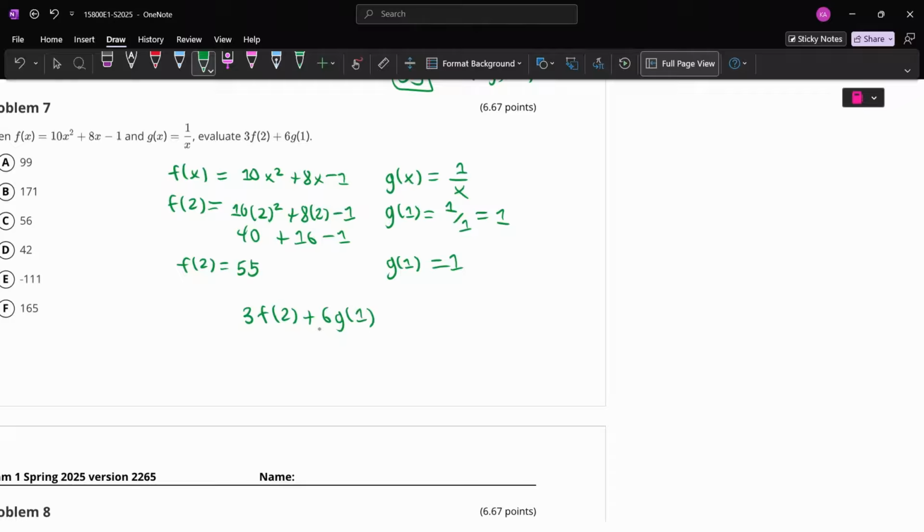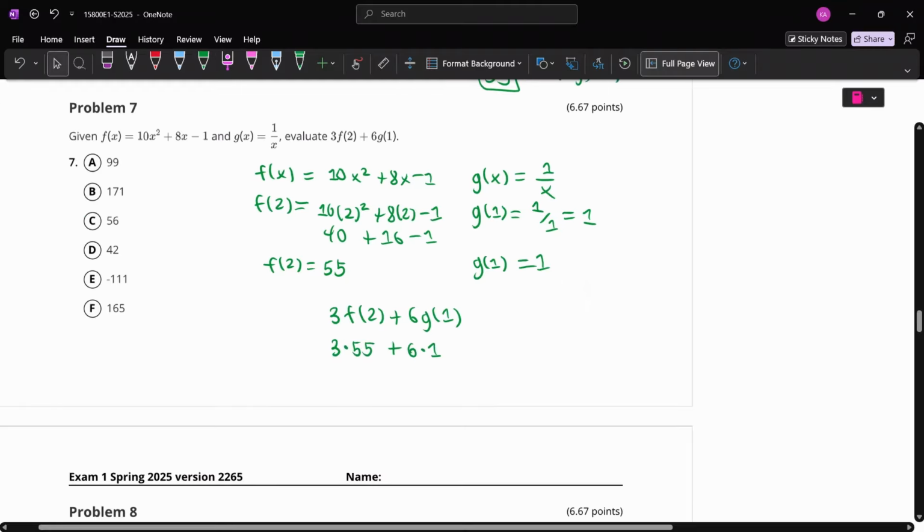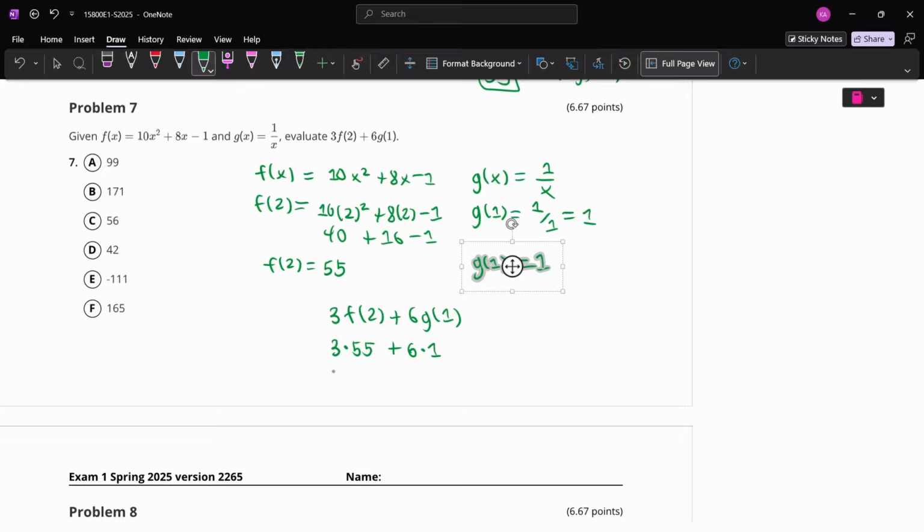We know that f of 2 is equal to 55, so this is going to turn into 3 times 55. And we know that g of 1 is equal to 1, so that's just going to give us 6 times 1. So simplifying this down, I forgot how to do multiplication. I think, what is this? 115? Yeah, this should be 115. So this equals 115 plus 6, which is going to give us 121.